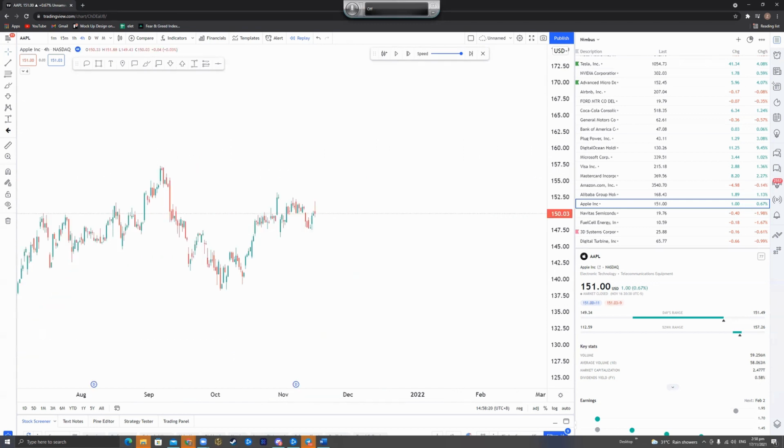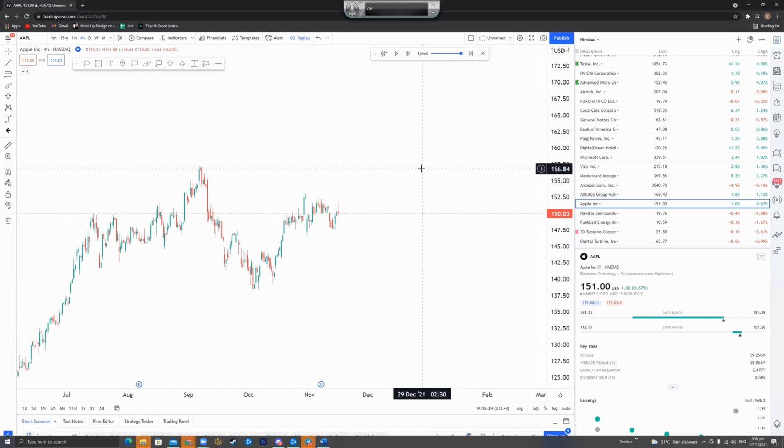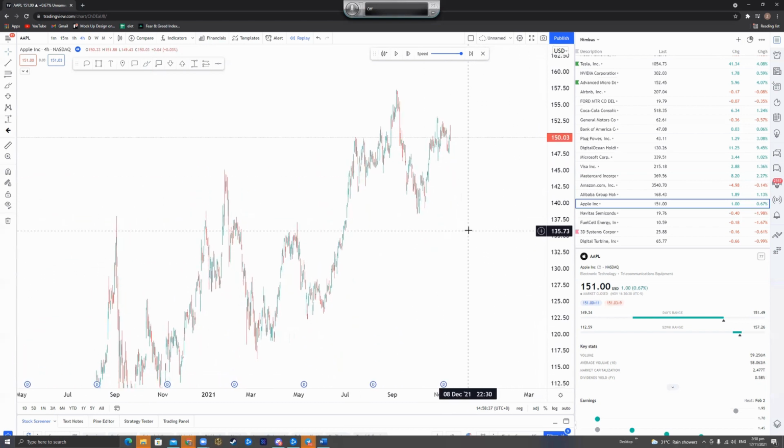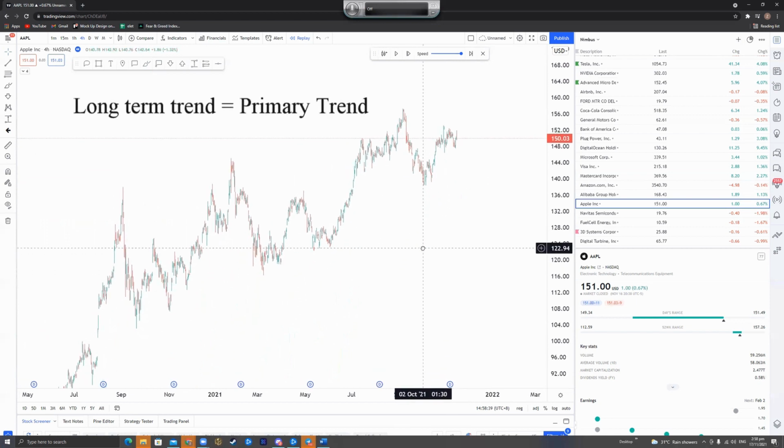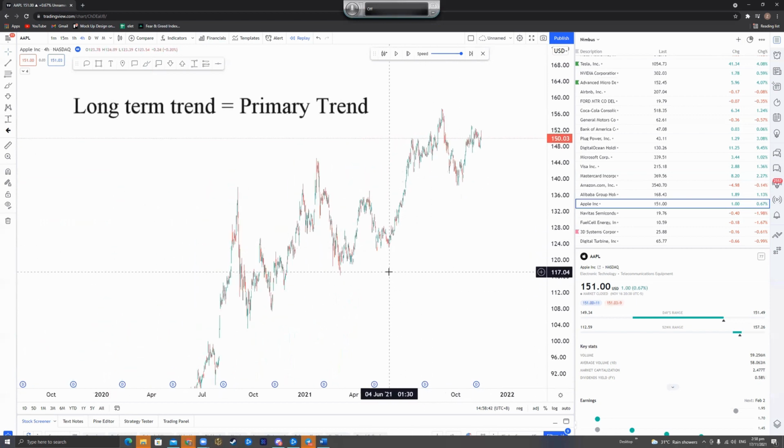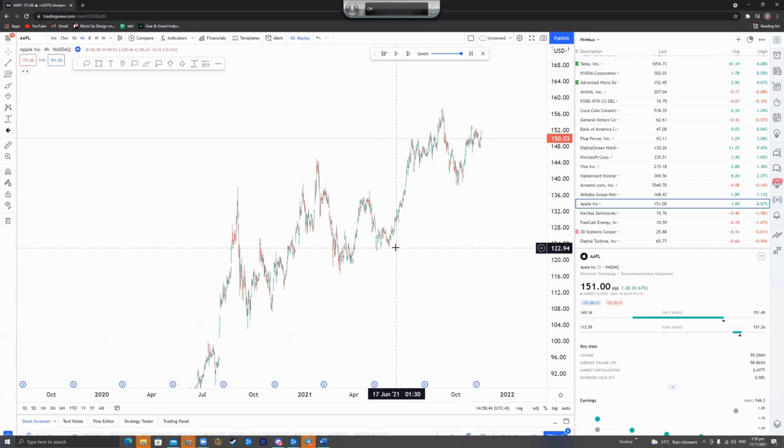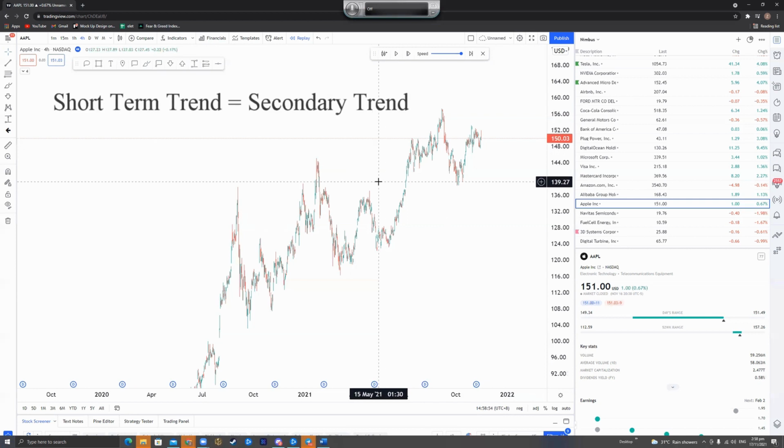First, let us look at the long-term trend by zooming out. When traders are interpreting a chart, the common mistake made is they look at the candle first before anything else. My personal habit is to immediately zoom out the chart to look at the long-term trend. We will now call the long-term trend the primary trend. And as you can clearly see here, the primary trend is up.